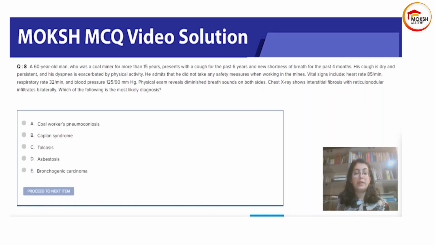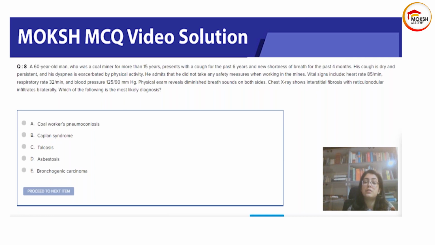A 60-year-old man who was a coal miner for more than 15 years presents with cough for the past 6 years and new shortness of breath for the past 4 months. His cough is dry and persistent, and his dyspnea is exacerbated by physical activity. He admits that he did not take any safety measures when working in mines.